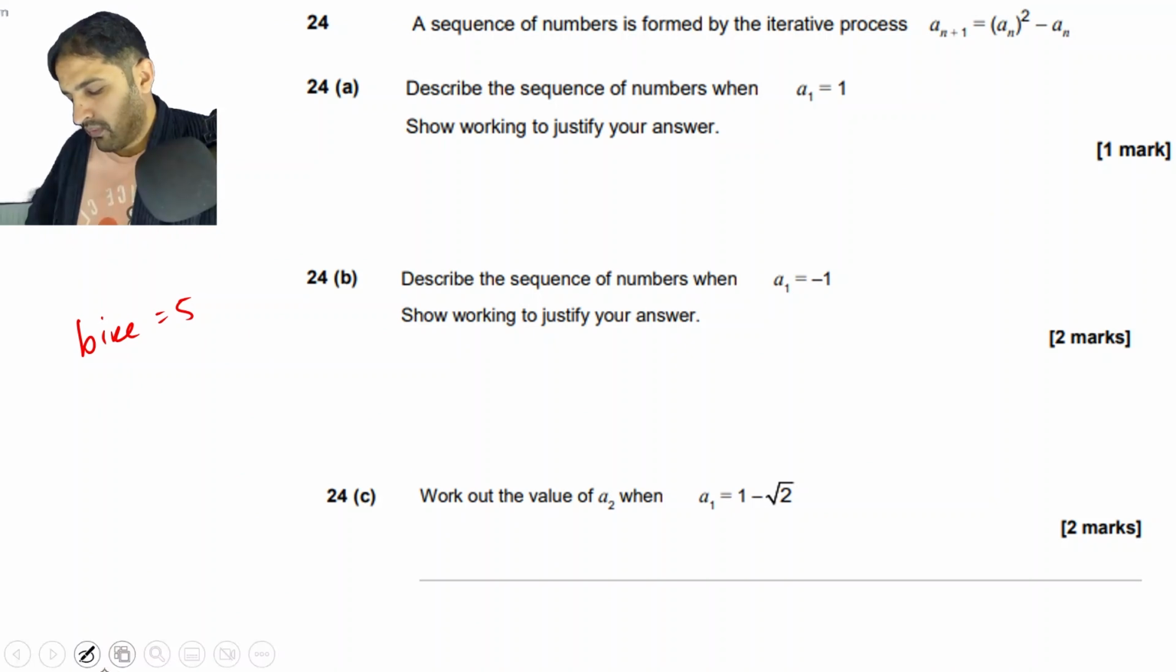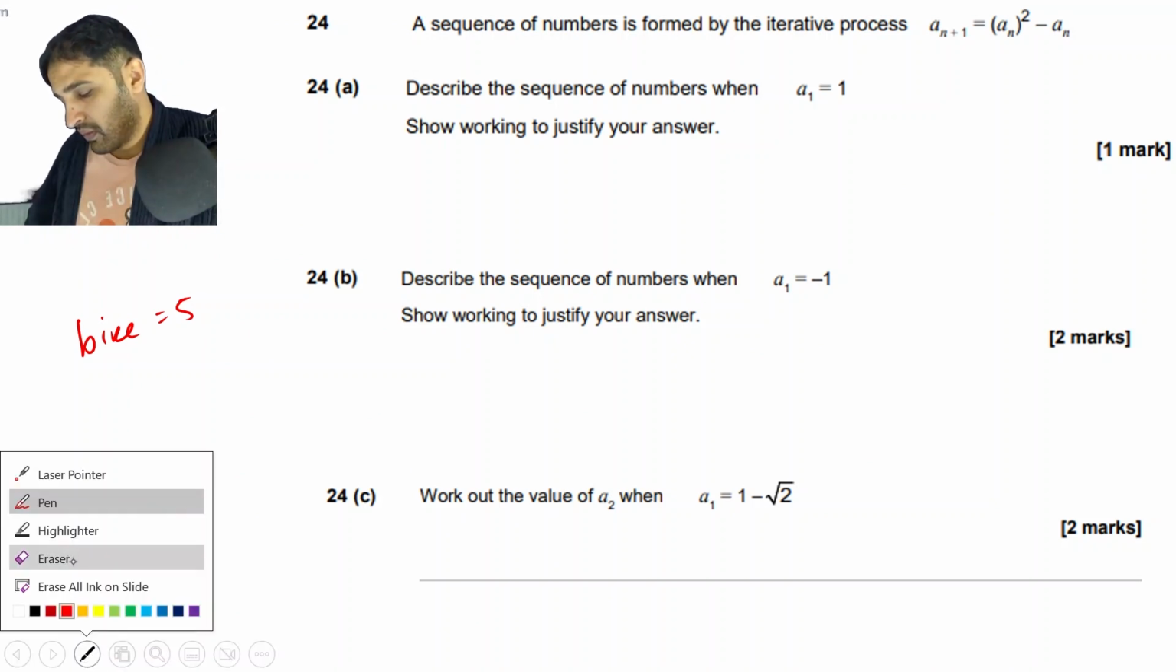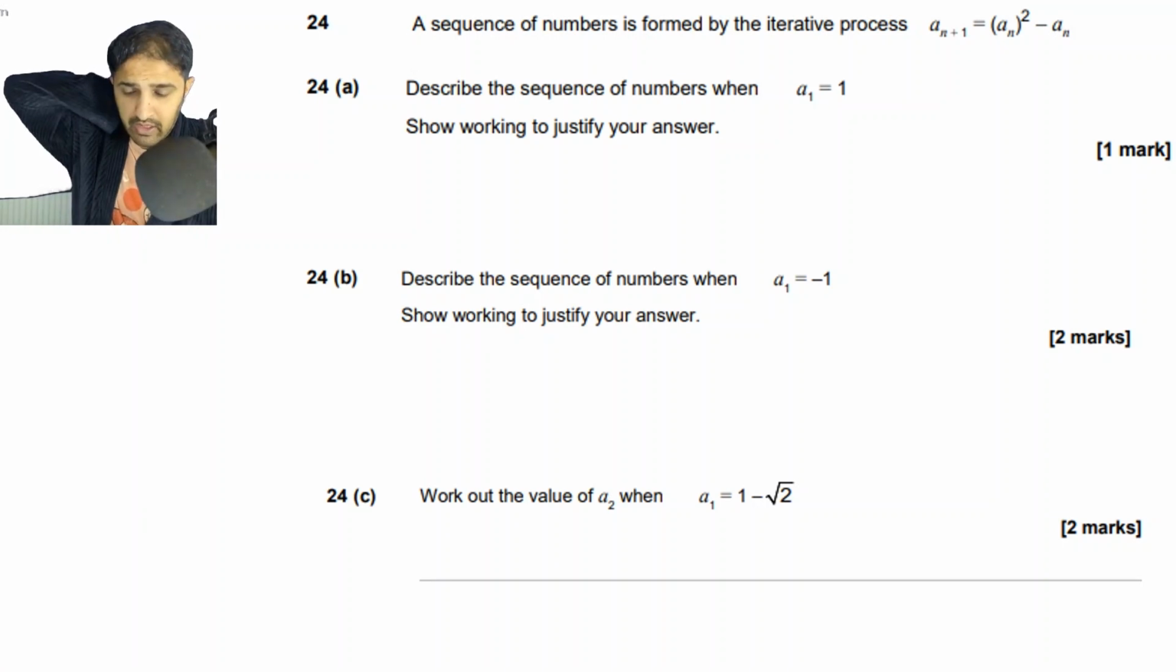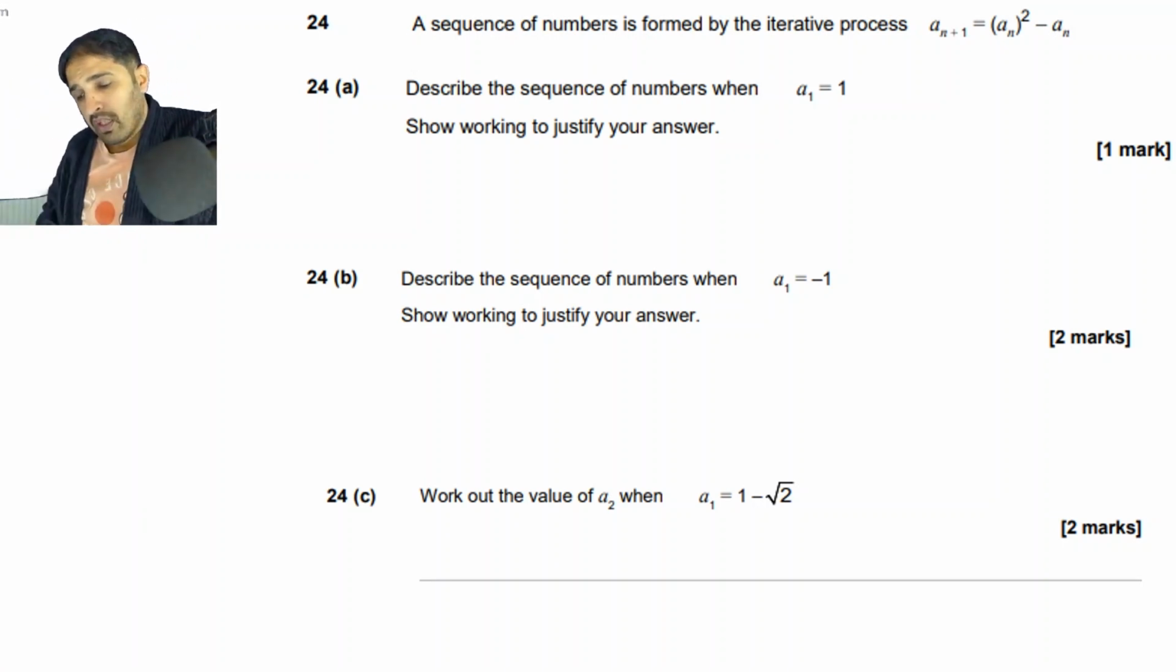Question 24. So the sequence of numbers is formed by an iterative process. Okay, so we're looking at a(n+1) is equal to a(n) to the power 2, take away a(n). Describe the sequence of the numbers when a1 is equal to 1. Show your working to simplify your answer.